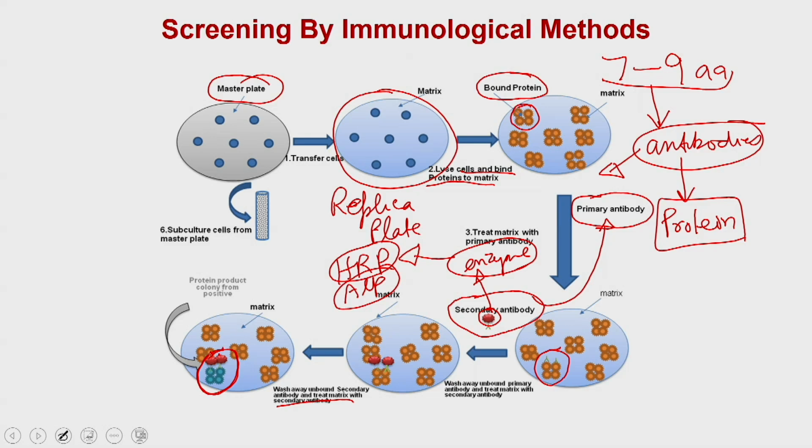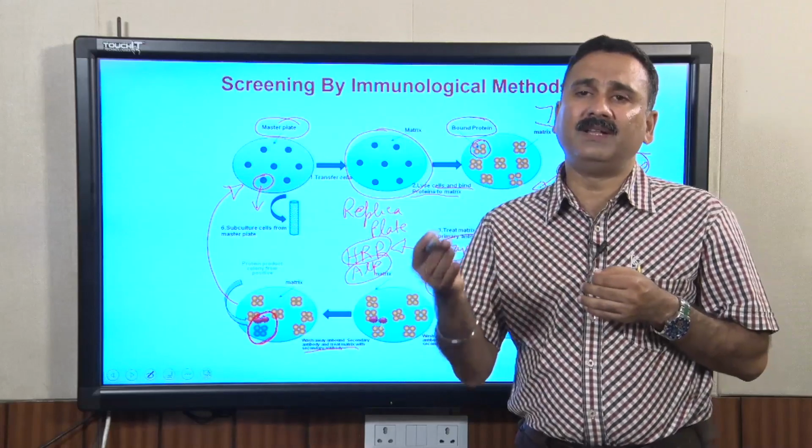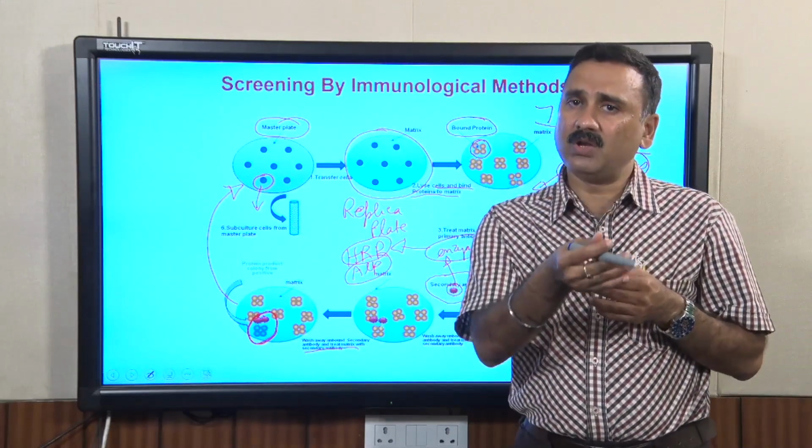Now, once you know that this is my specific clone, you can go back to the master plate and extract this particular clone and use it for downstream applications. You can take out this clone and sequence it to know whether it contains that particular enzyme or gene or not, and you can do protein production also, to know whether it is producing that particular protein or not.